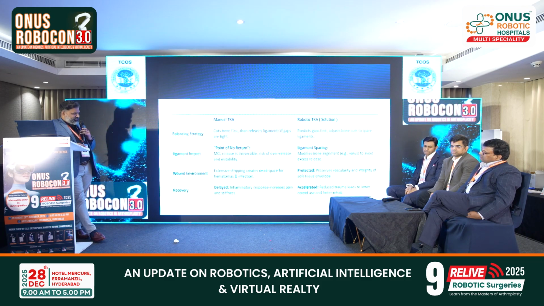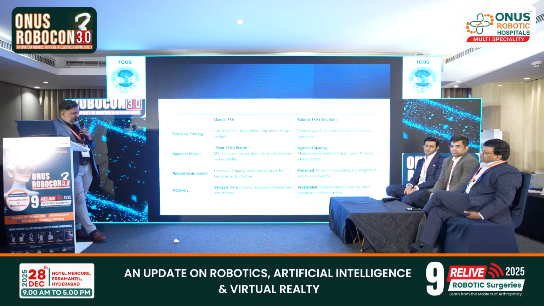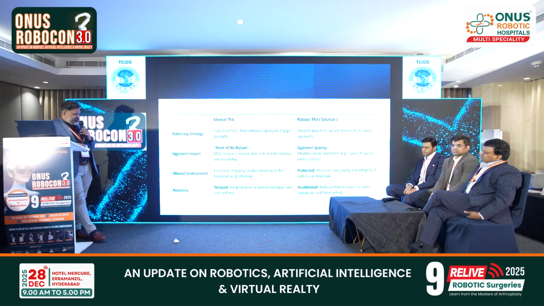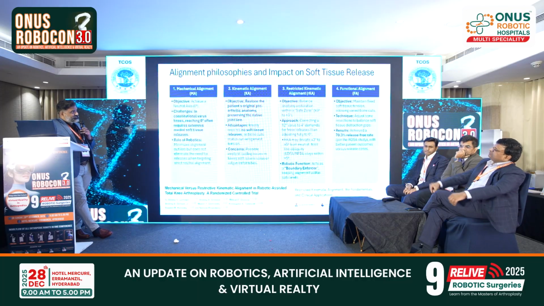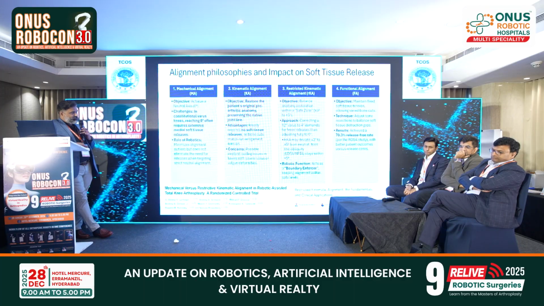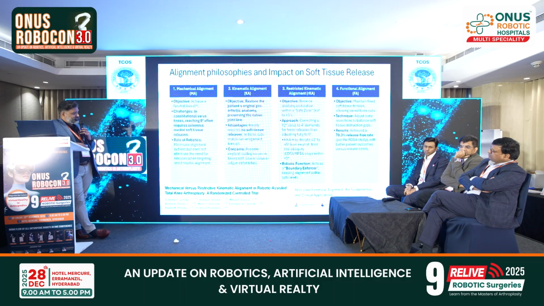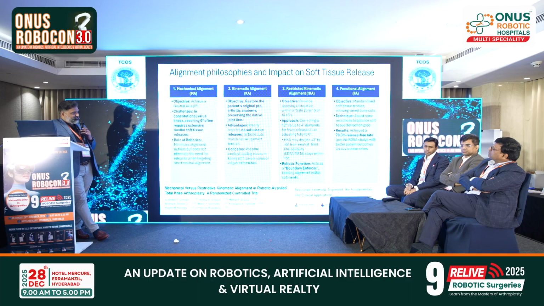Now coming to the wound environment again, we have extensive stripping in manual TKA for a severe deformity, whereas with robotics it is protected and preserves vascularity. Recovery is faster with robotics. Whether the alignment philosophy impacts the soft tissue release also is what we have to know. Mechanically, we all know that we have to release extensively, so the maximum damage is done there, followed by the least or no soft tissue release in kinematic alignment.